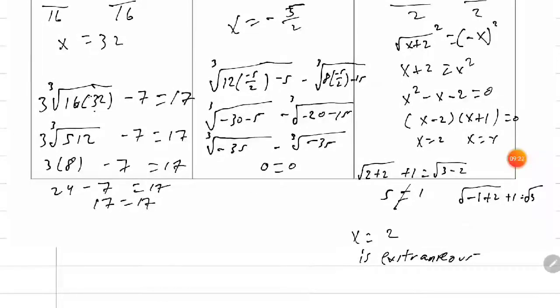And I can't write it for some reason, so I'm just going to continue. Does the square root of 1 plus 1 equal the square root of 4? 2 equals 2, so that works. So your true answer is x equals negative 1. Your extraneous solution is x equals 2.